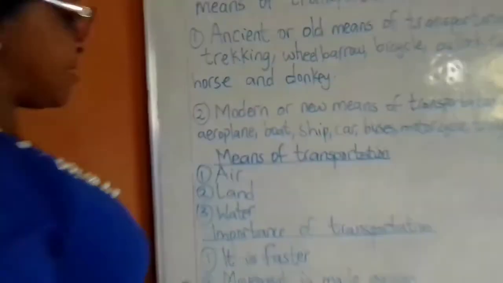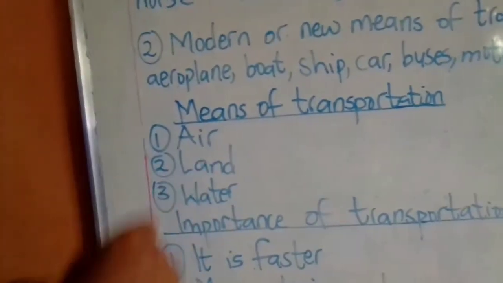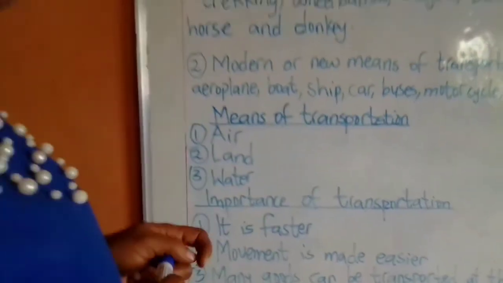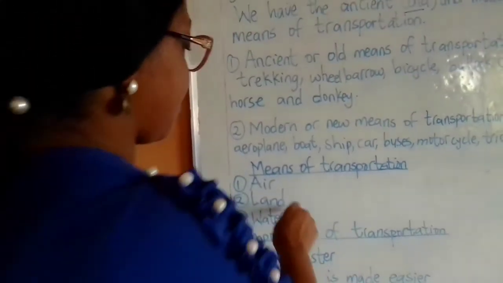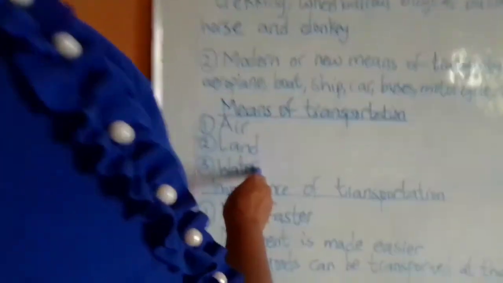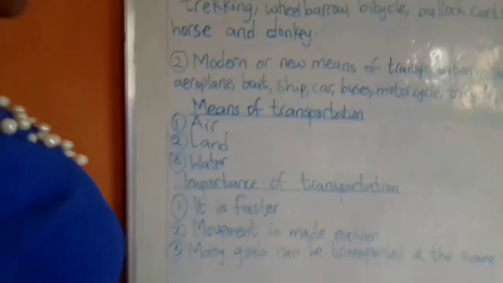Then we'll have the land and water. Motorcycle, bicycle, cars, lorries, and buses. They move on the land, while ship and boats move on the water.